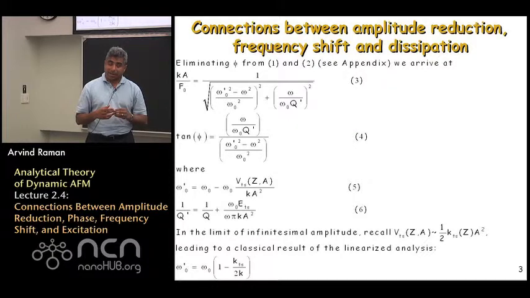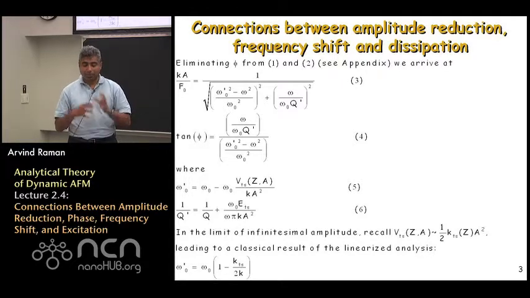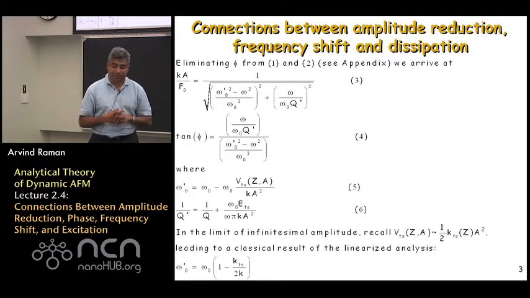However, what ends up happening now is that omega naught prime also depends on the amplitude, and Q prime also depends on the amplitude. So we have an equation, equation 3, where both the left-hand side and the right-hand side contain the amplitude. We'll try to discuss the significance of that in the next slide.